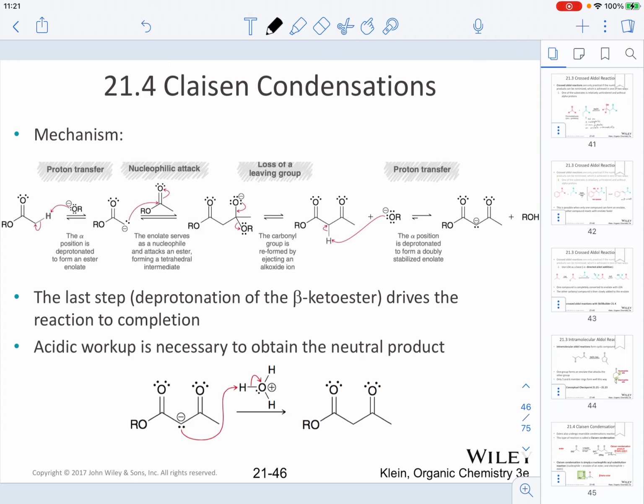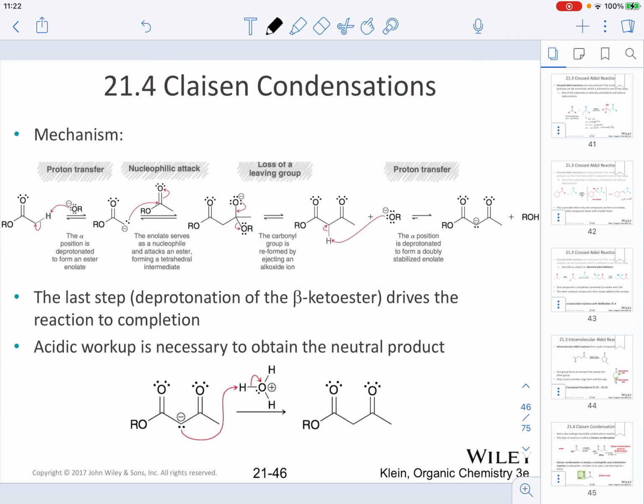Then that enolate is going to attack at the carbon atom in the C double bond O of a fresh new molecule of ester. And what that's going to create is a tetrahedral intermediate that, when the oxygen atom takes a lone pair and puts the electrons down, then we are going to be expelling out of the molecule an alkoxide as a leaving group.